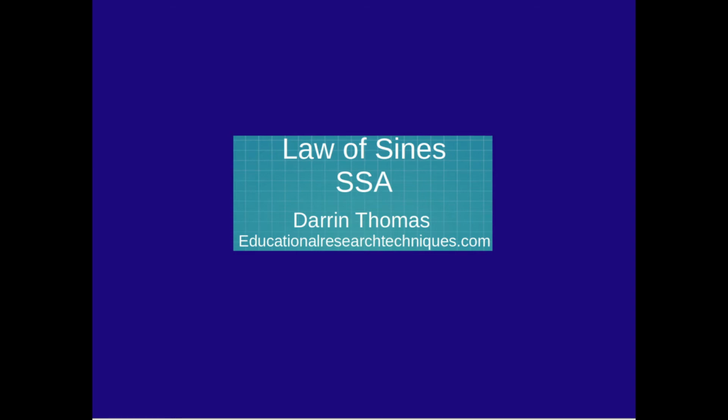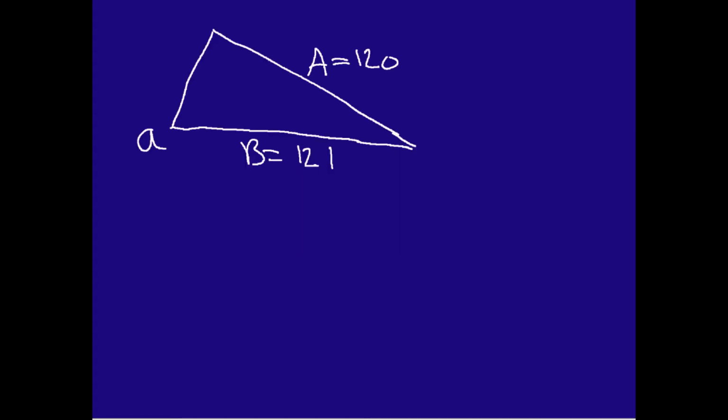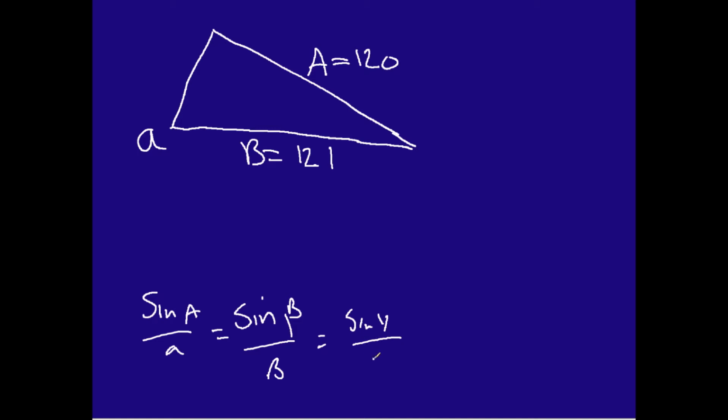In this video, we're going to continue looking at the law of sines, but this time we're going to deal with the side-side angle case. So let's get started. Again, I'm assuming that you remember how the law of sines works. Basically, sine of A over alpha equals sine of B over beta equals sine of gamma over C, etc. We talked about that in a previous video.